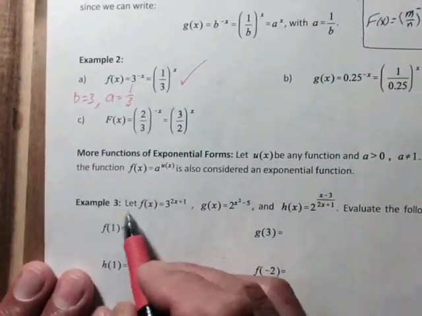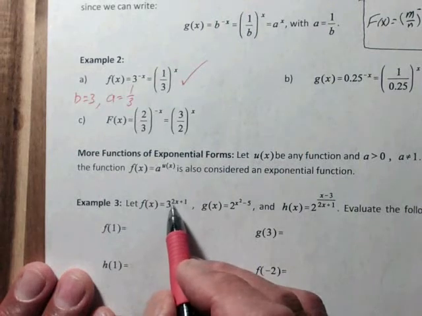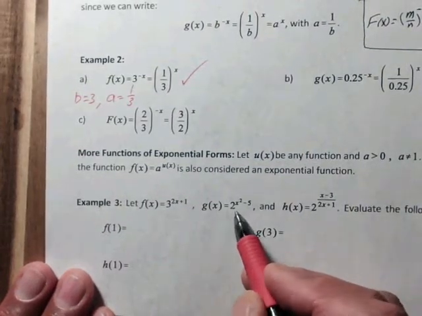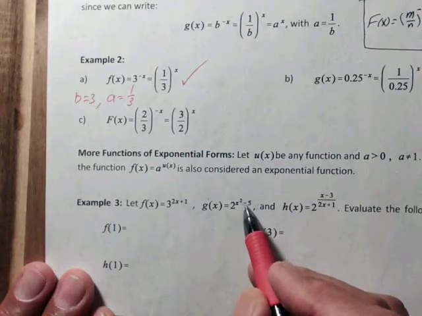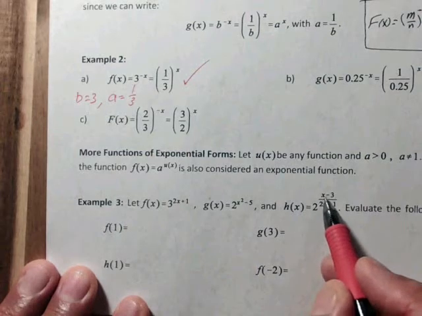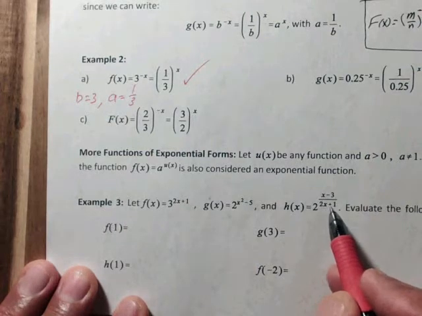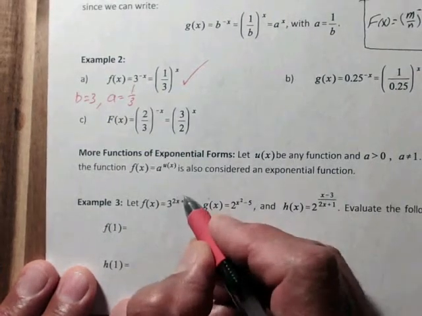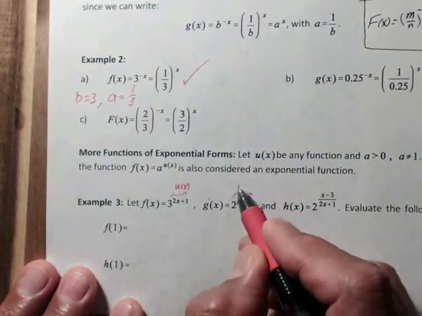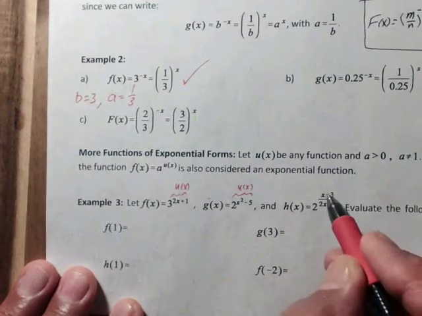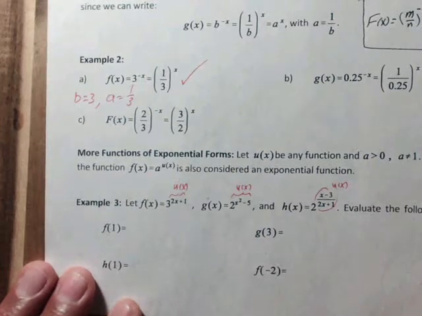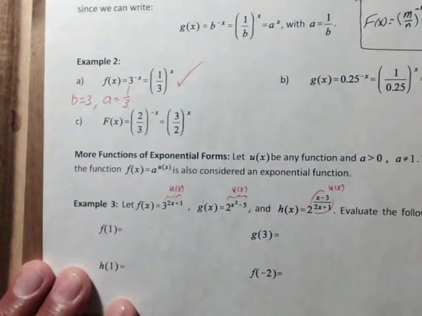Like here, f of x equal to 3 to the power 2x plus 1, or g of x equal to 2 to the power x squared minus 5, or h of x equal to 2 to the power (x minus 3) over (2x plus 1). So in this case, this is your u of x, and this whole thing is u of x.